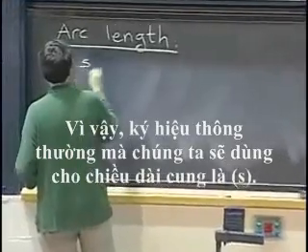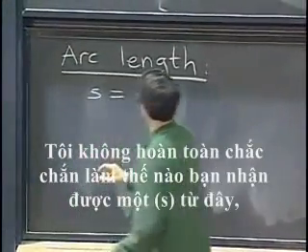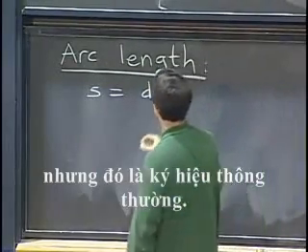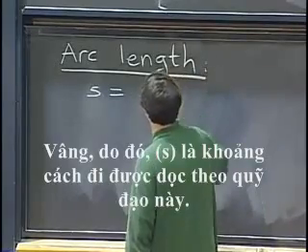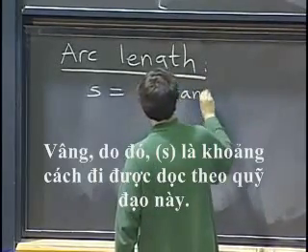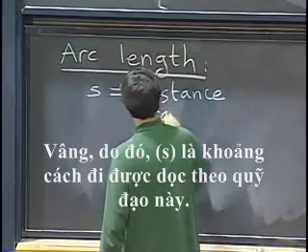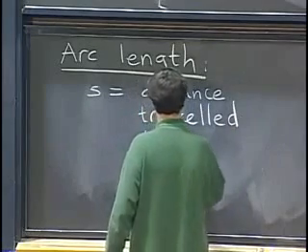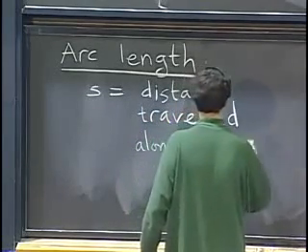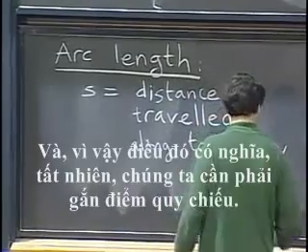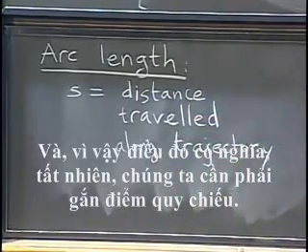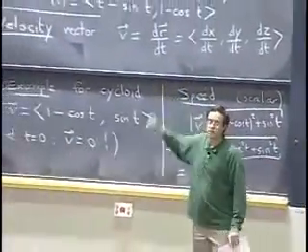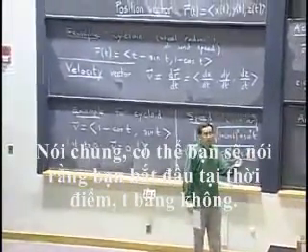The usual notation that we'll have is S for arc length. I am not quite sure how you get an S out of this, but it's the usual notation. So S is the distance traveled along the trajectory. And for that to make sense, of course, we need to fix a reference point. Maybe on the cycloid, we'd say it's the distance starting from the origin. Or in general, maybe you'll say you start at t equals 0.